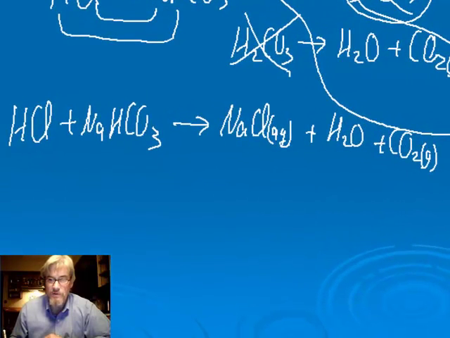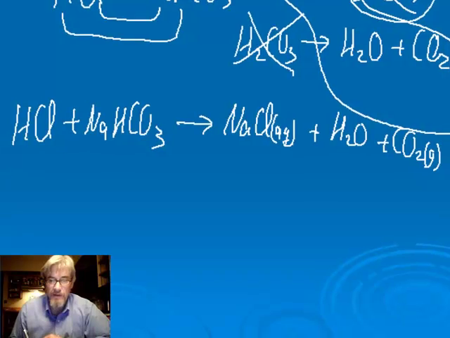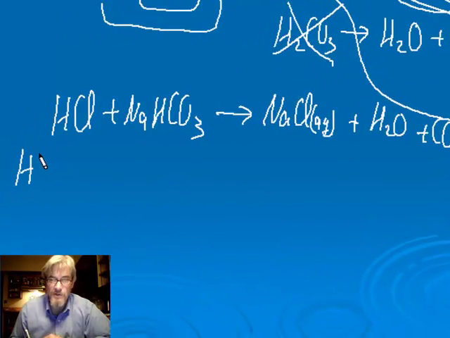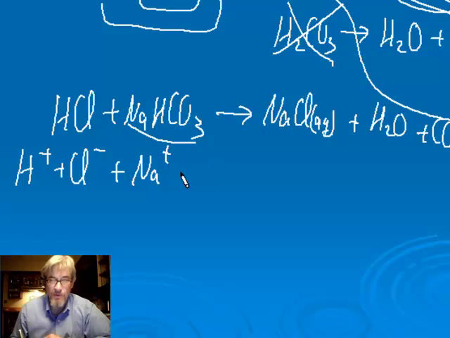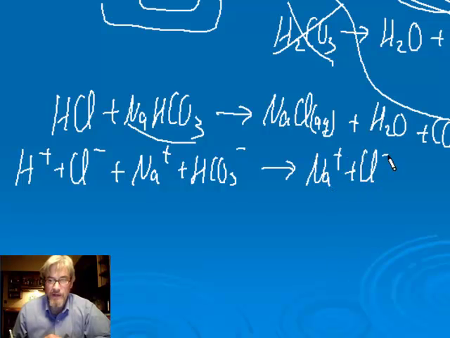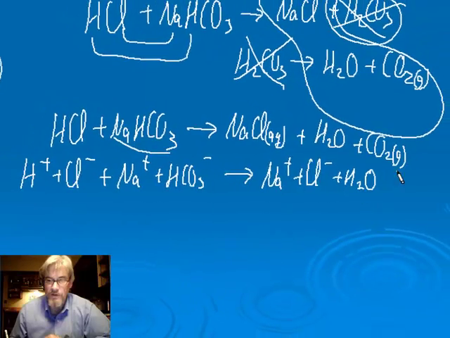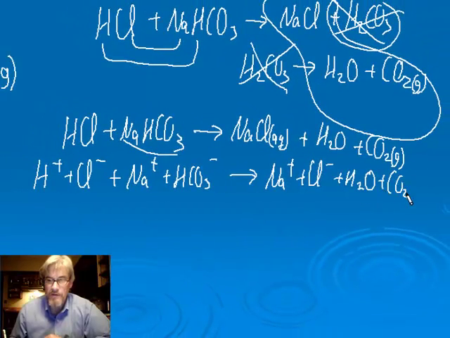Now, if we were going to write an ionic equation, we could split up the HCl into H+ and Cl- because it's a strong acid. Sodium bicarbonate is a sodium salt. They're always soluble because sodium is a group 1. So that's Na+ and HCO3-. Sodium chloride you can split up because that's a strong electrolyte. Water you can't. And also CO2 you can't.